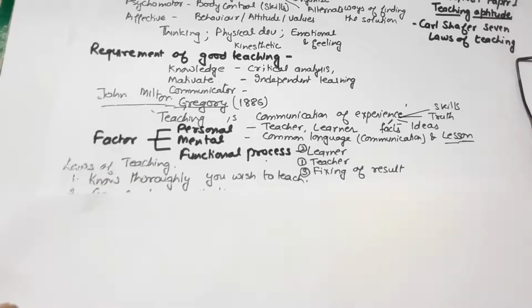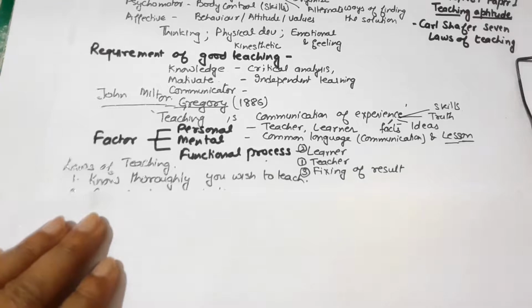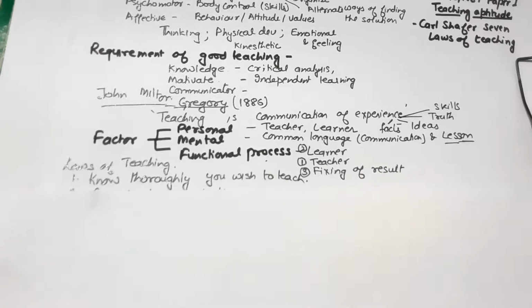John Milton's 7 laws of teaching are listed as: the first law is know thoroughly what you wish to teach. So he suggests that the teacher should understand thoroughly what he is going to teach. The teacher should have complete knowledge about the lesson. He should have a very clear understanding of what he is going to teach his learners.